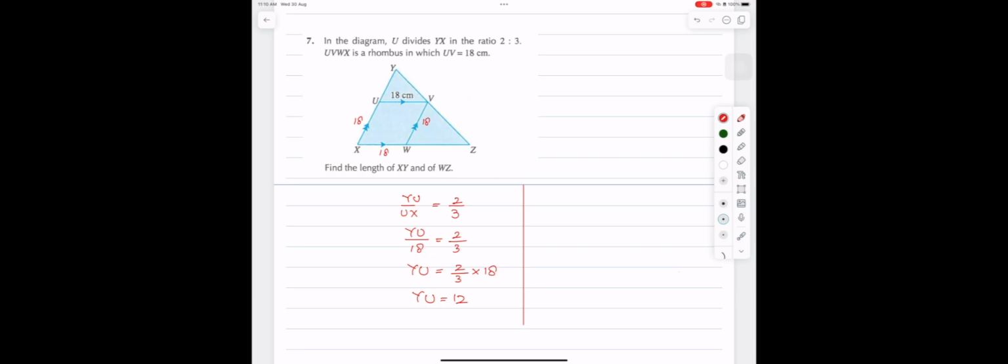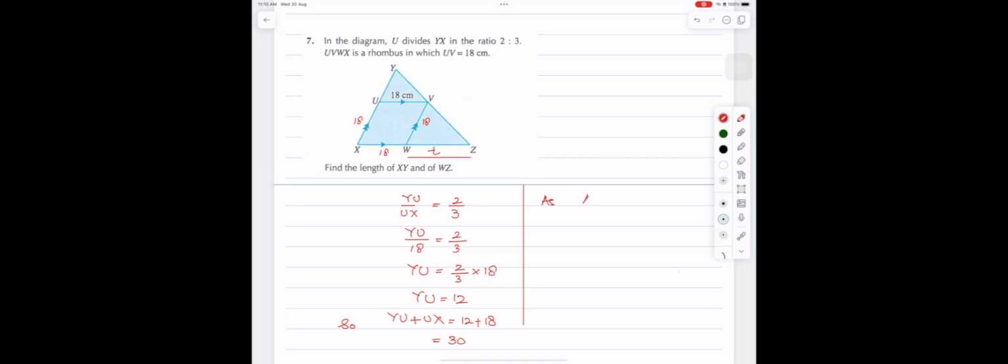And now we can find the value of XY. XY is the sum of YU plus UX. So 12 plus 18 is 30. That is the value of XY. And that is the first part of this question. Second part of this question is to find the value of WZ.